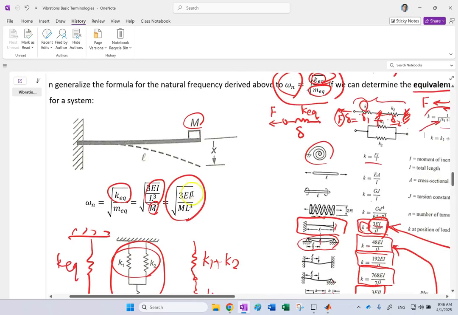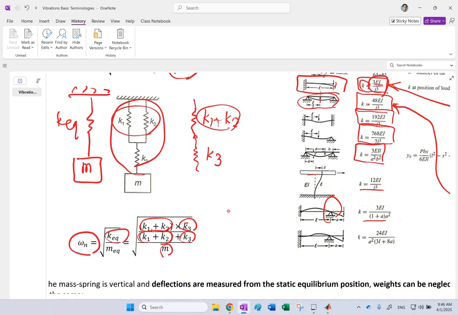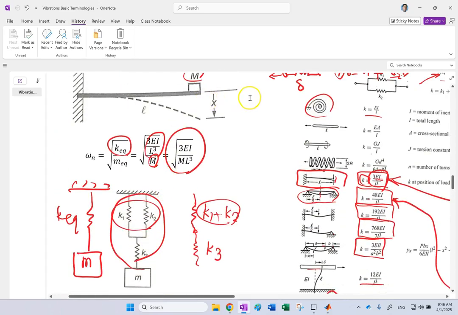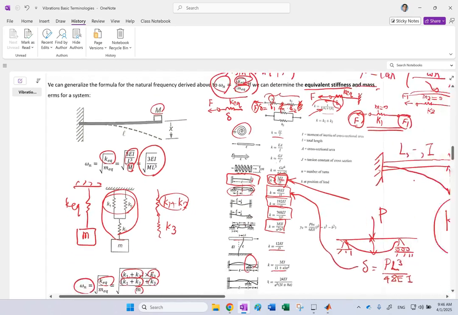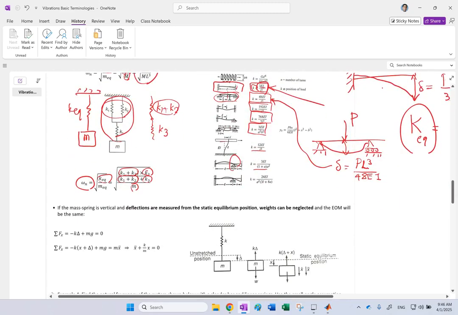And if I do that, your K equivalent is going to be K1 plus K2, the whole thing times K3, and then K1 plus K2, the whole thing plus K3. That is my K equivalent divided by M under a square root. That is your natural frequency of the system. Okay, so for different scenarios, if it's just a spring and mass, you can use the formula square root K over M, as long as K is the equivalent K.